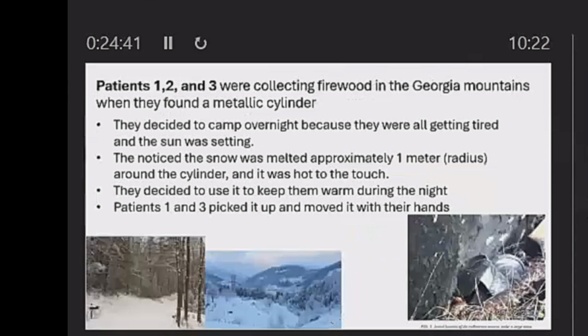Okay, so patients 1, 2, and 3 were collecting firewood in the Georgia mountains when they found a metallic cylinder.